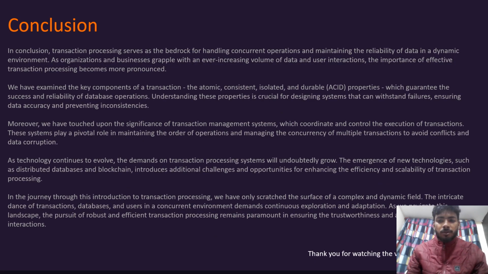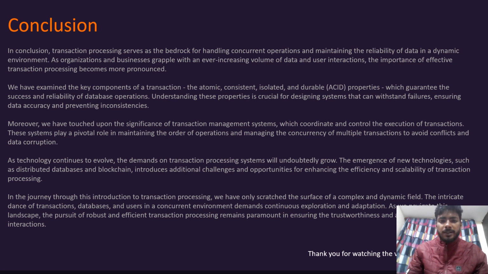Now we come to the conclusion part of this video. In conclusion, transaction processing serves as a bedrock for handling concurrent operations and maintaining the reliability of data in dynamic environments. As organizations and businesses grapple with ever increasing volumes of data and user interaction, the importance of efficient transaction processing becomes more apparent. We have explained the key components of a transaction: atomicity, consistency, isolation, and durability. The ACID properties guarantee the reliability of data and operations.